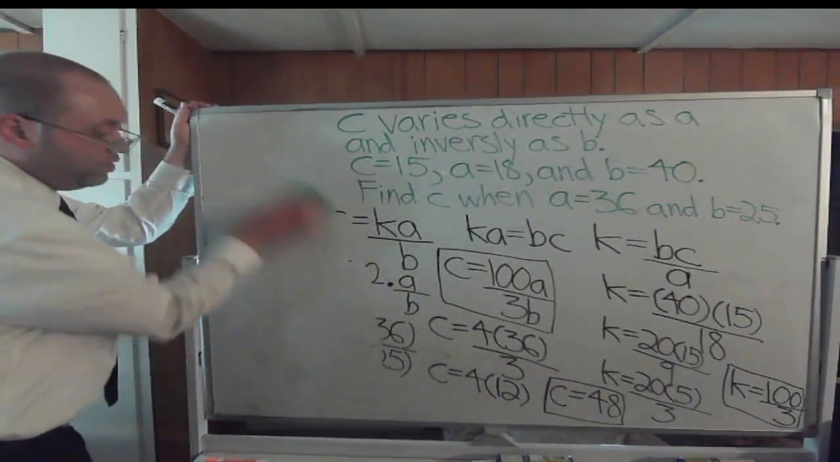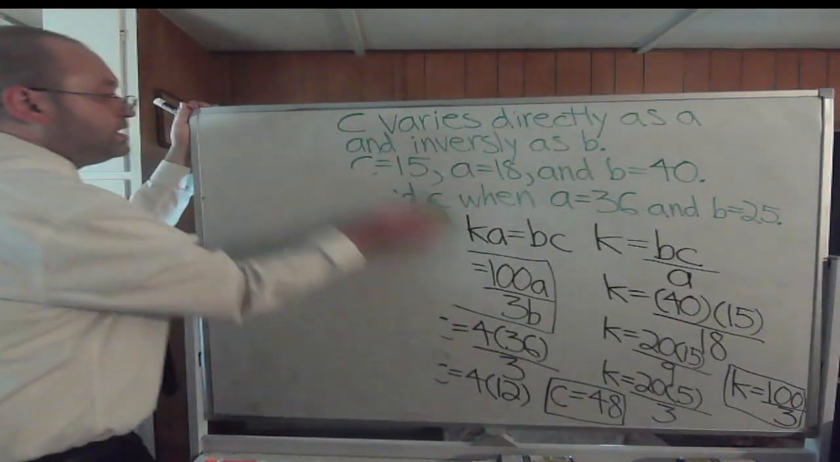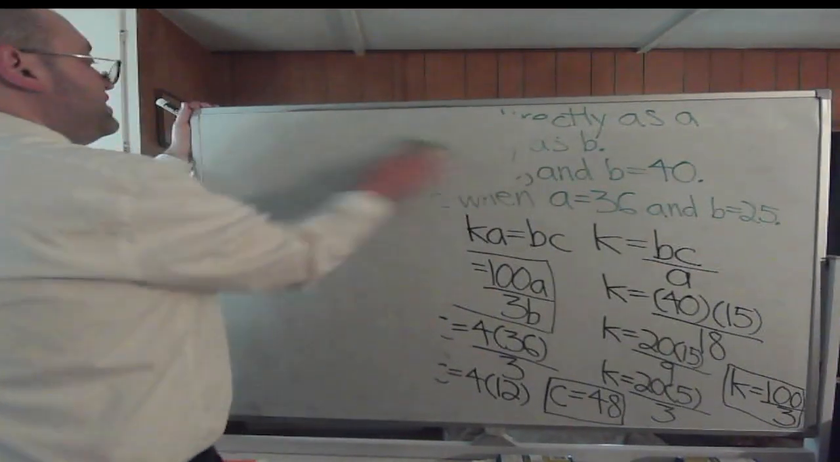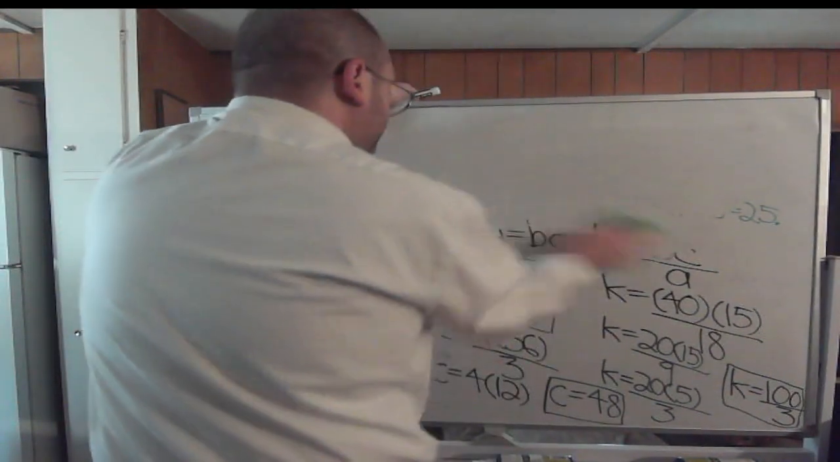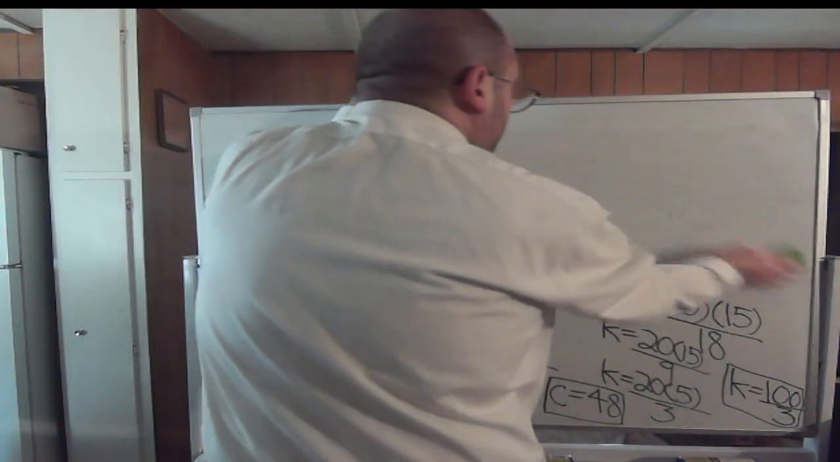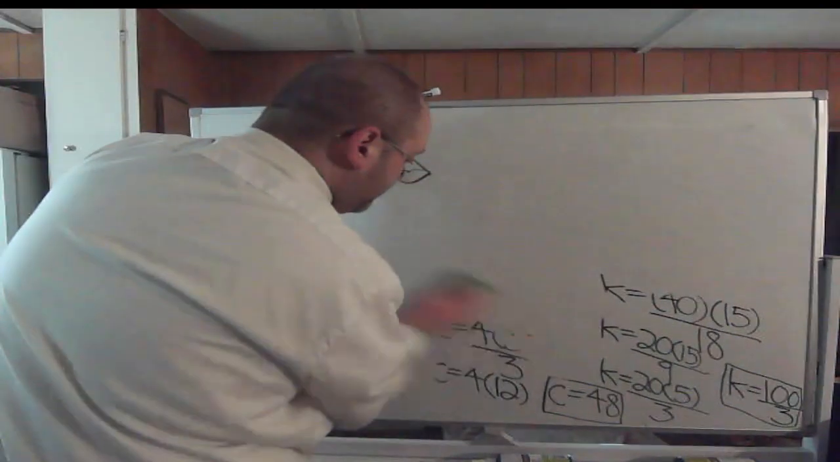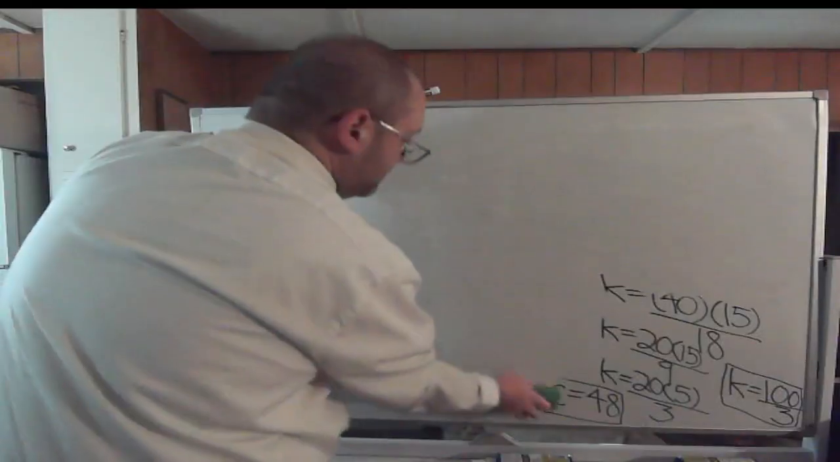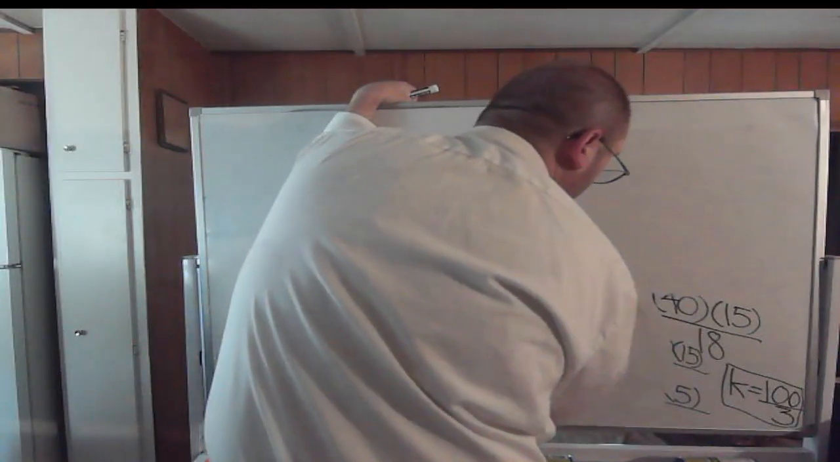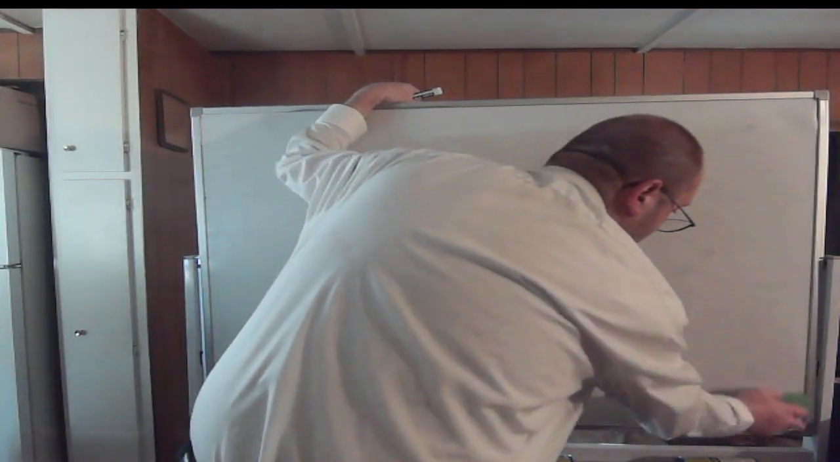And I do have more. Combined variation can be the hardest because it combines both inverse and direct variation in the same problem. But if you're comfortable with inverse and direct variation, then joint and combined variation really aren't that big a deal. It just simply combines them or adds more variables. It's really not that bad. Okay, so what's the next problem here?